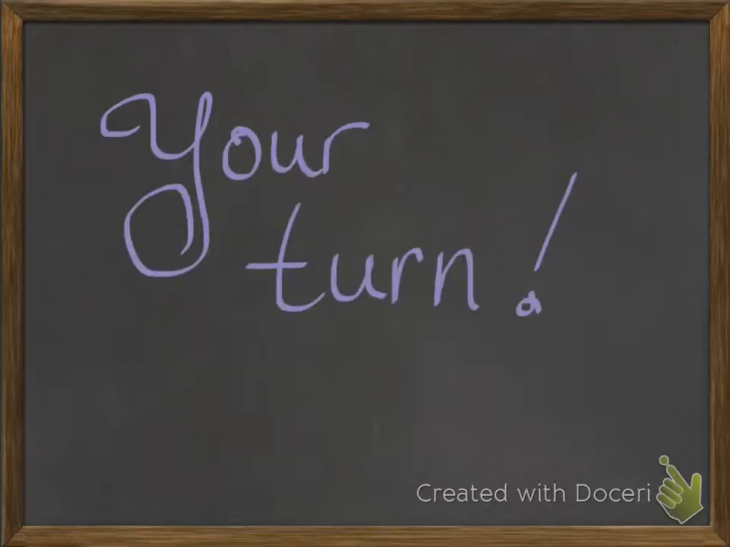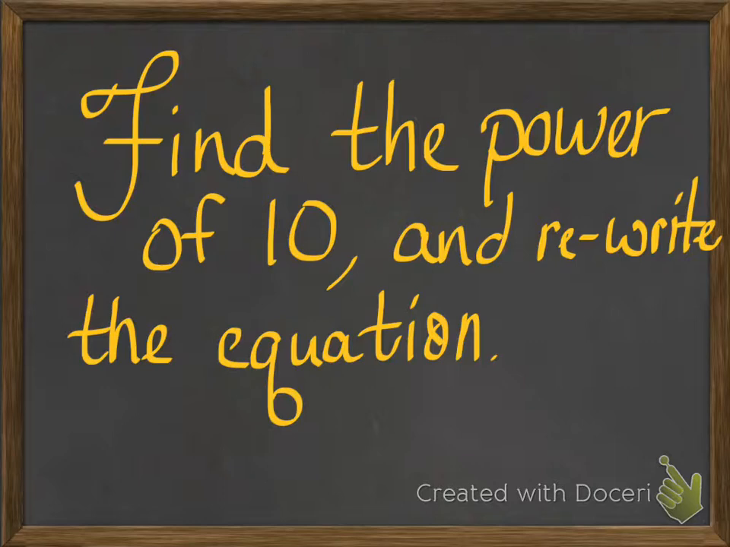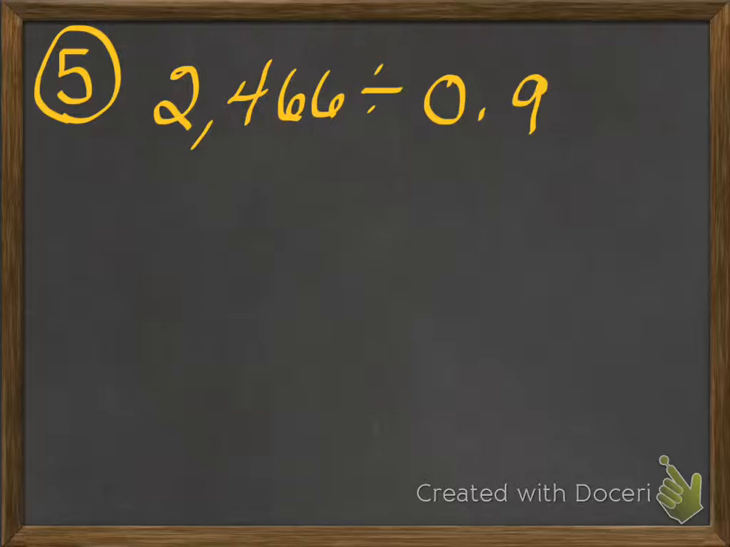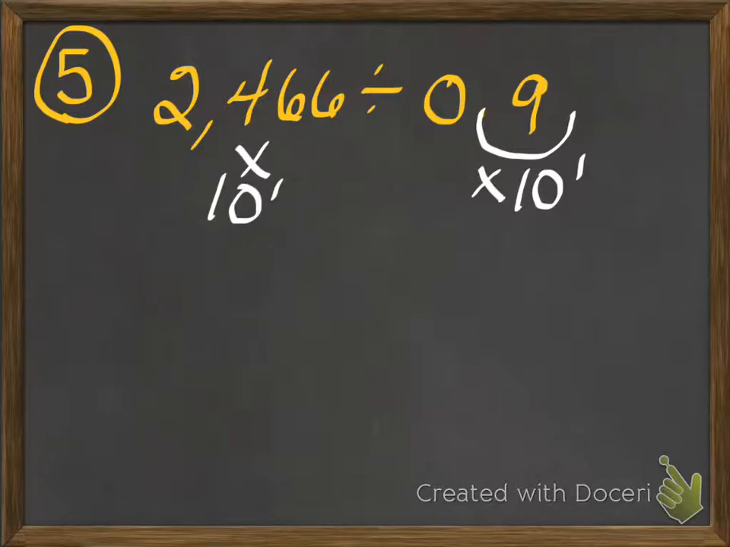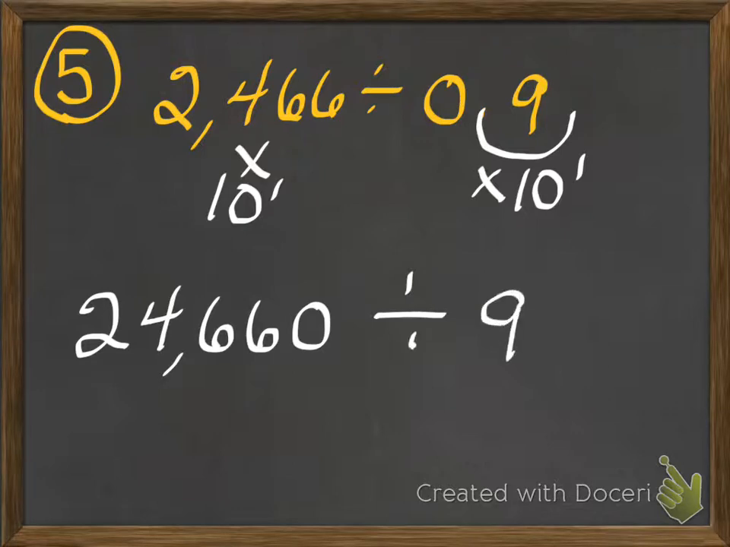Now, your turn. You're going to find the power of 10, rewrite the equation completely. Okay? Here's your first one. 2,466 divided by 0.9. Okay, you should have moved that decimal point over 1 place, which means you're multiplying it times 10, or 10 to the first power. You need to multiply the other number by 10 to the first power, or 10, and so you would get 24,660 divided by 9. Okay? You can put an equal sign there too.